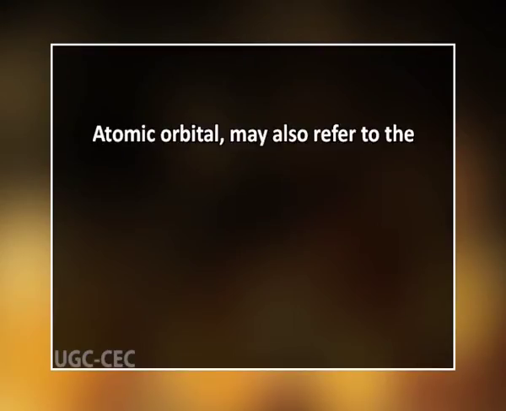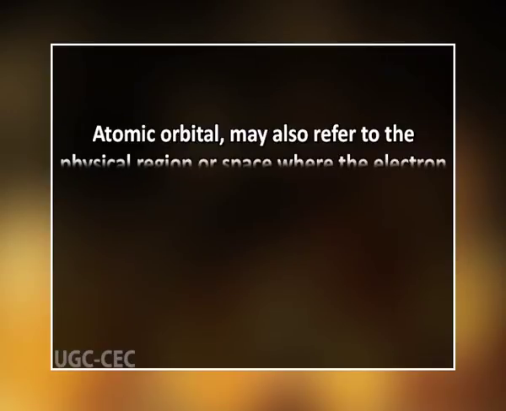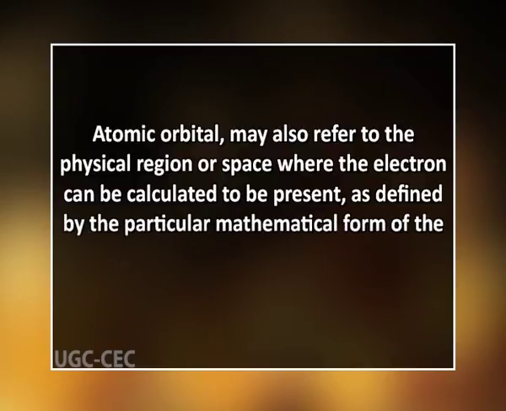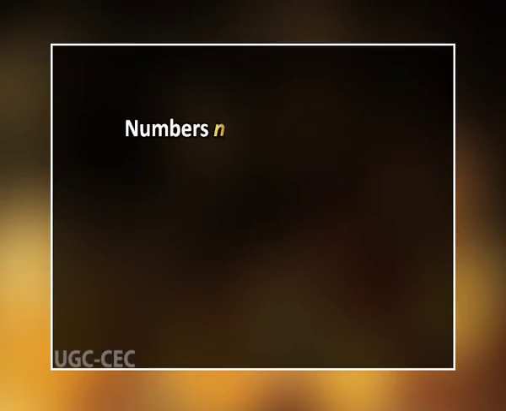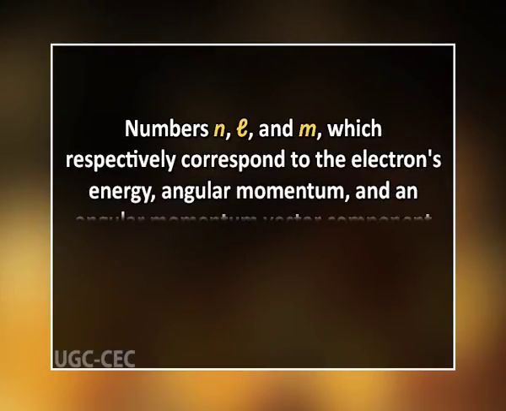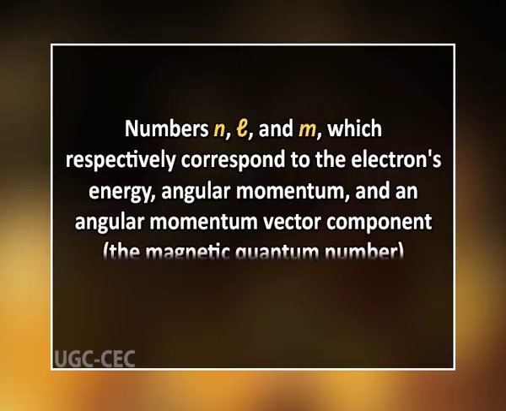The term atomic orbital may also refer to the physical region or space where the electron can be calculated to be present, as defined by the particular mathematical form of the orbital. Each orbital in an atom is characterized by a unique set of values of the three quantum numbers n, l and m, which respectively correspond to the electron's energy, angular momentum and an angular momentum vector component, that is the magnetic quantum number.